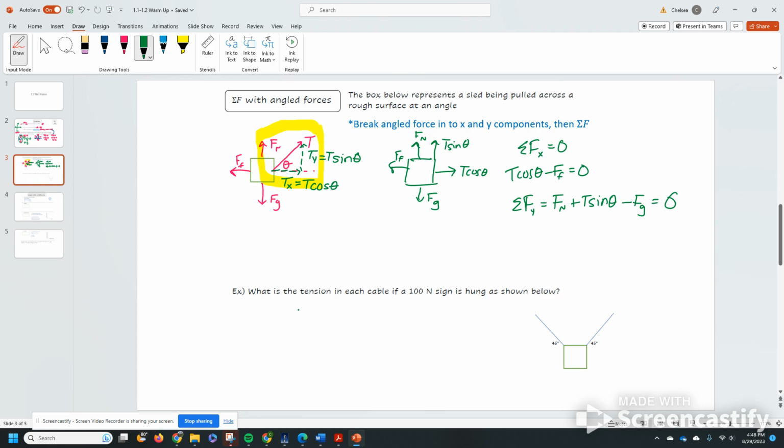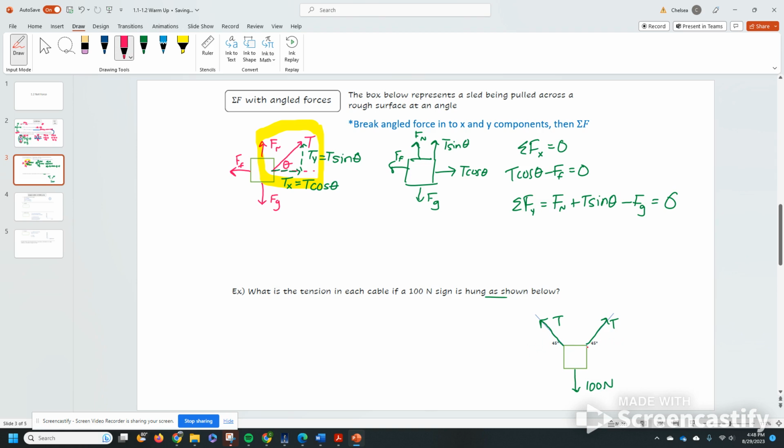So let's do an example. What's the tension in each cable if 100 newtons is hung as shown below? So these two angles are the same, so I can assume that both of these tensions are the same. So I'm just going to label them both T. And I'm given the weight is 100 newtons.